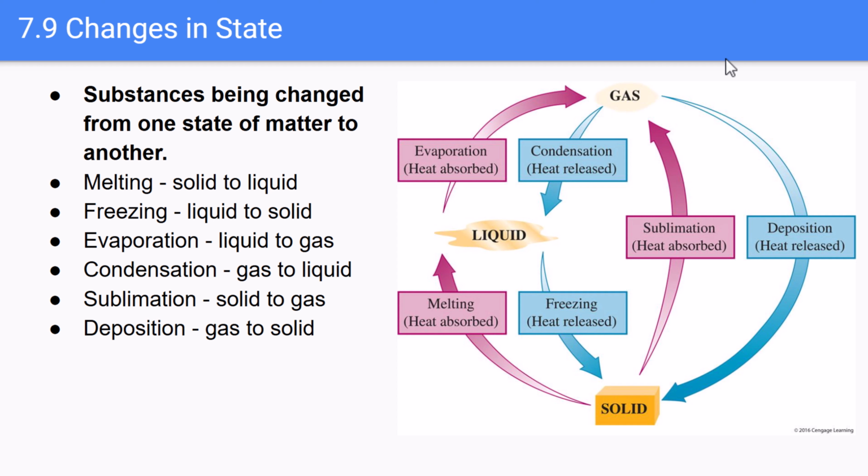Sublimation and deposition are much less common and require special circumstances. One good example of sublimation that I'm sure I've talked about previously is dry ice. You can actually buy dry ice at Meijer. It's expensive, but it is frozen carbon dioxide, and at room temperature and standard pressure, it will go directly from a solid into a gas, completely bypassing the liquid phase.